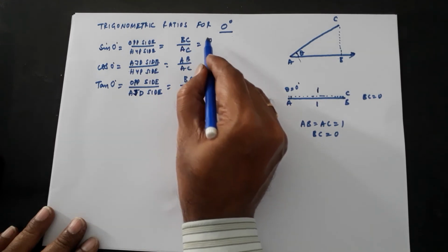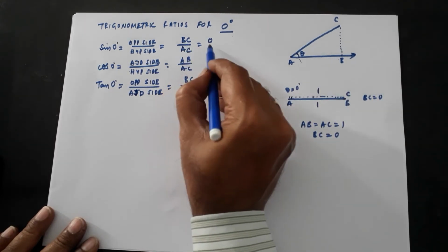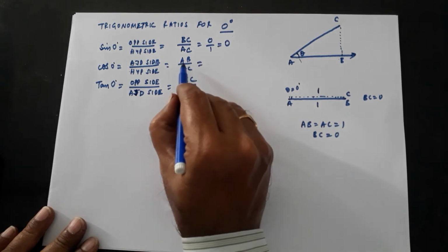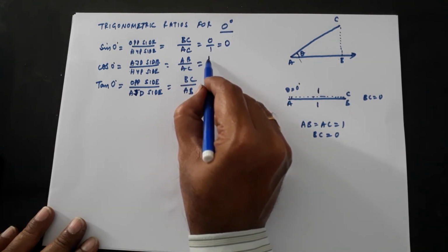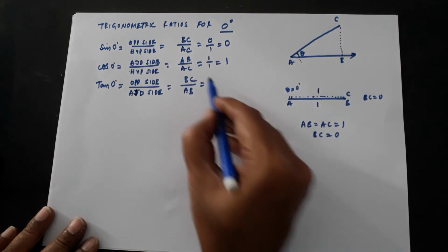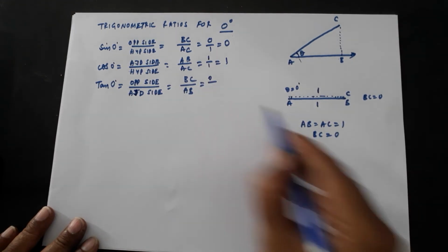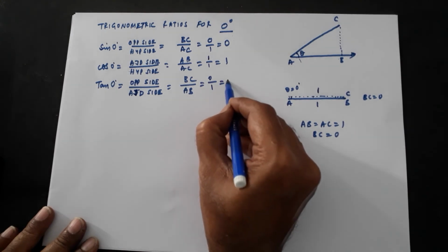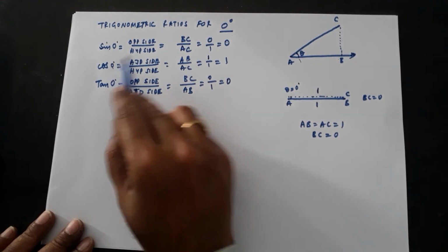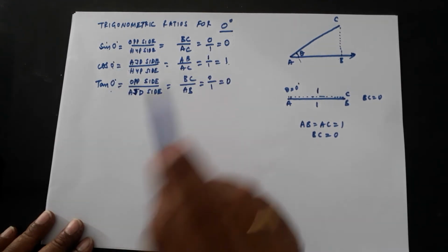BC is 0, divided by AC, which is 1. So it will become 0. AB is 1, AC is 1, so this will be 1. BC is 0, AB is 1, so this will also be 0. Okay, sin 0 is 0, cos 0 is 1, tan 0 is 0.